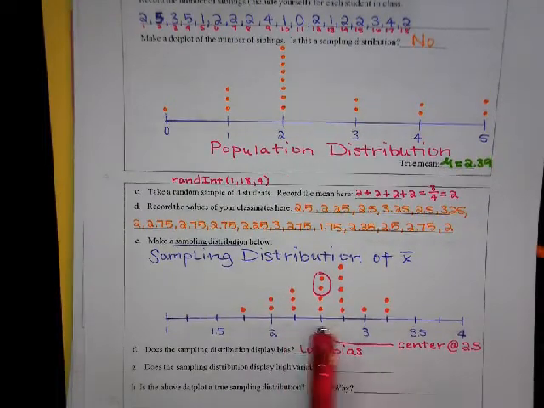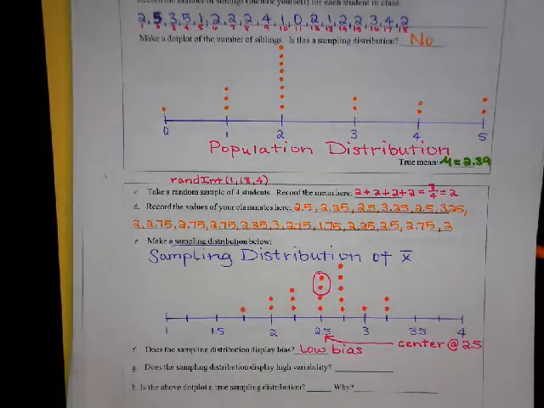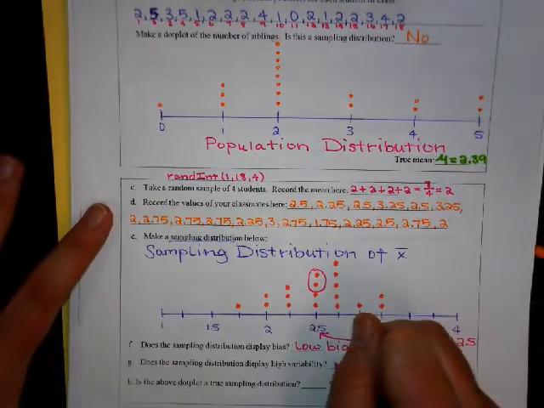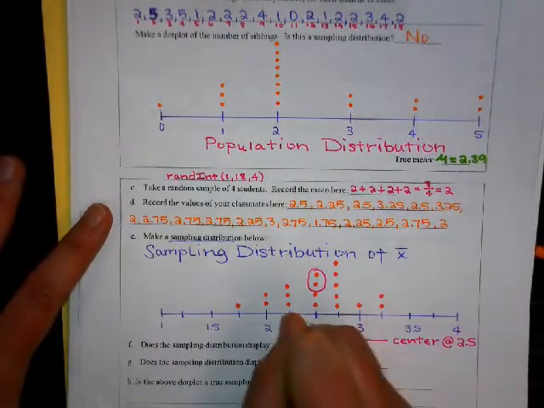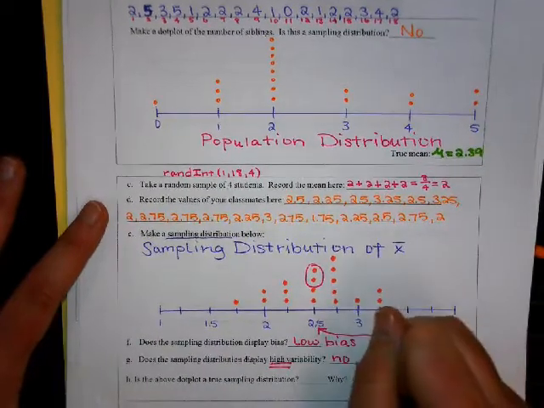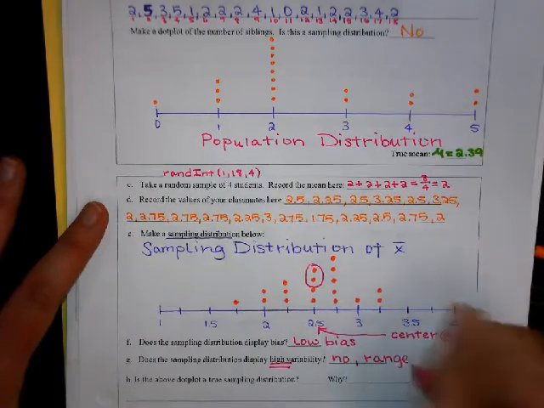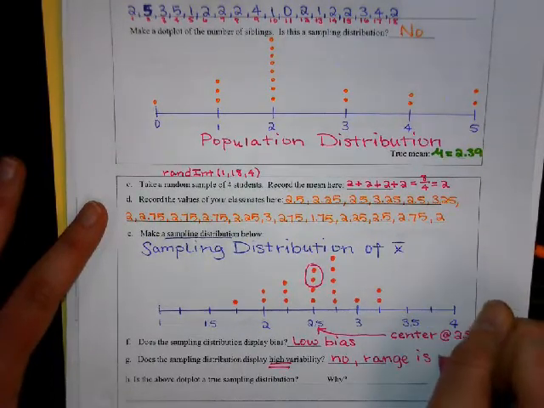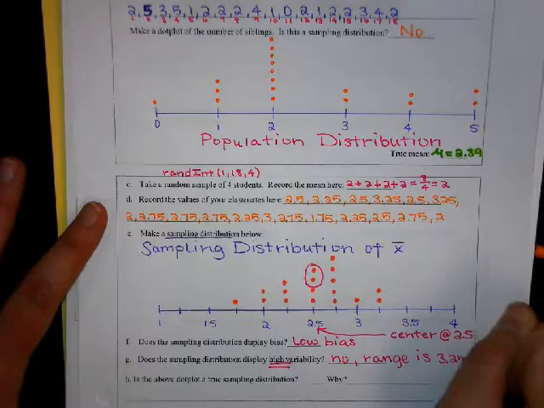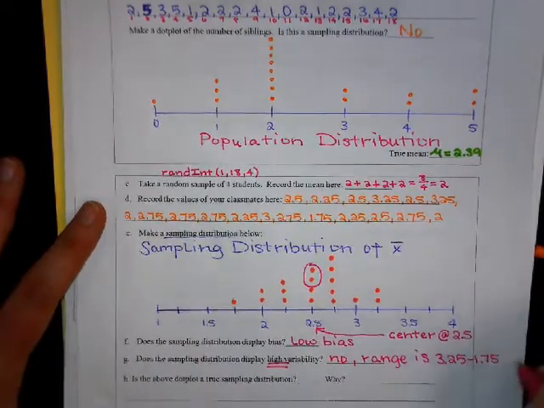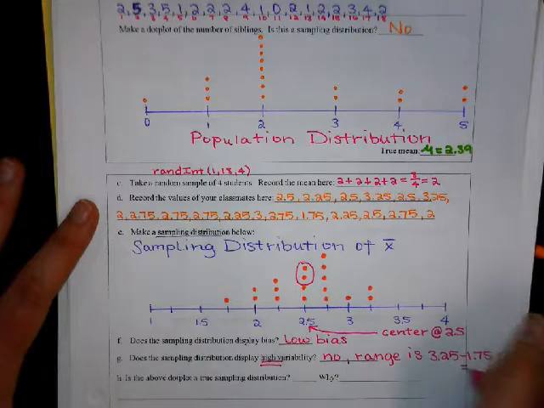So no. Because the question is, do we have high variability? No. Range is 3.25 minus 1.75, which is equal to 1.5. I've done this in some years, and we'll have a range of like 5 on our sampling distribution, so we did pretty good.